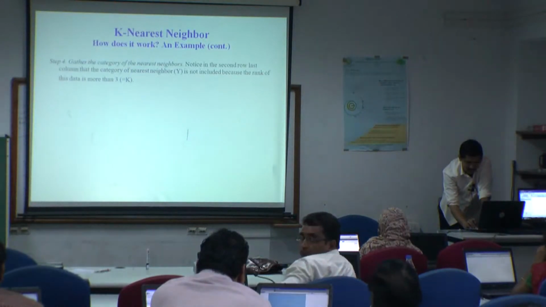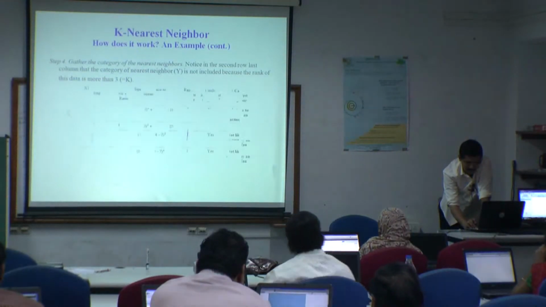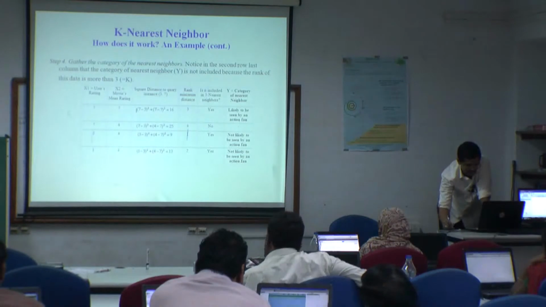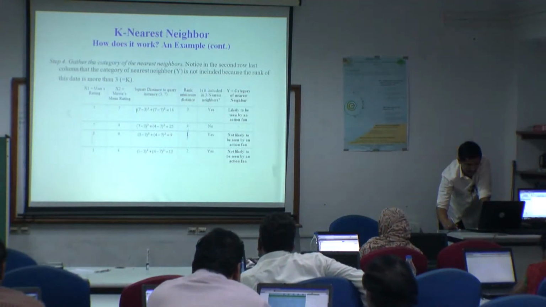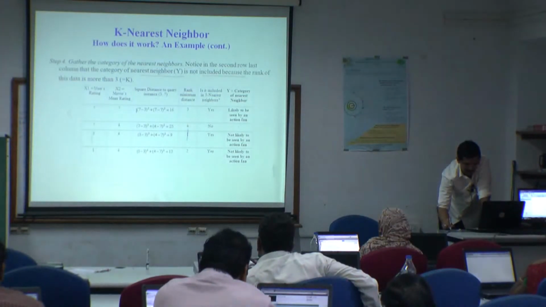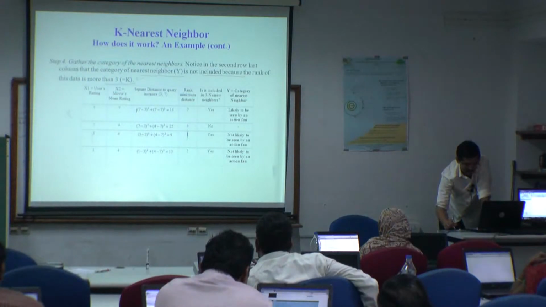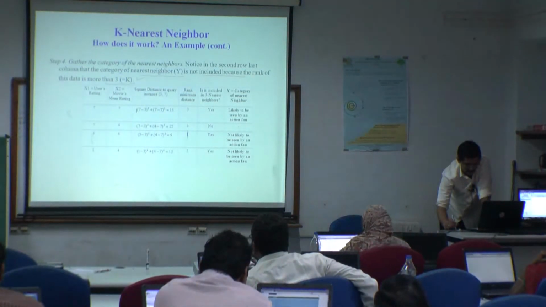Notice the second row, last column, that category here. The category of that nearest neighbor is not included because the rank of the data is more than 3, which is equal to k. So this is not included.